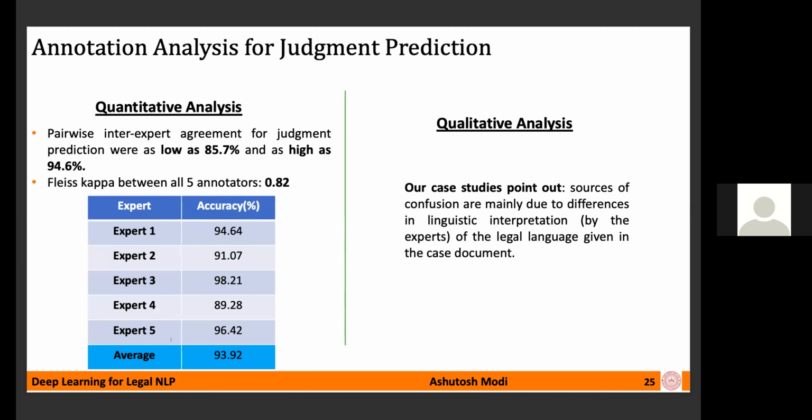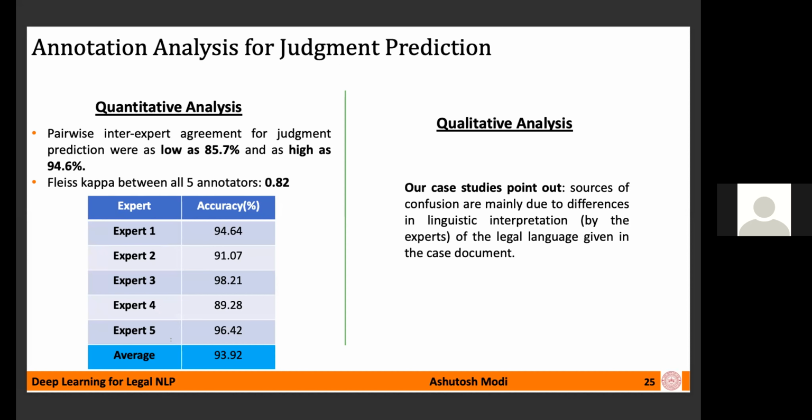So we conducted both quantitative evaluation and qualitative evaluation by case studies for the judgment prediction task. We noted from our case studies that although experts agreed on the decision for most part, some differences were observed. The sources of confusion were mainly due to differences in the experts' linguistic interpretation of legal language in the document.